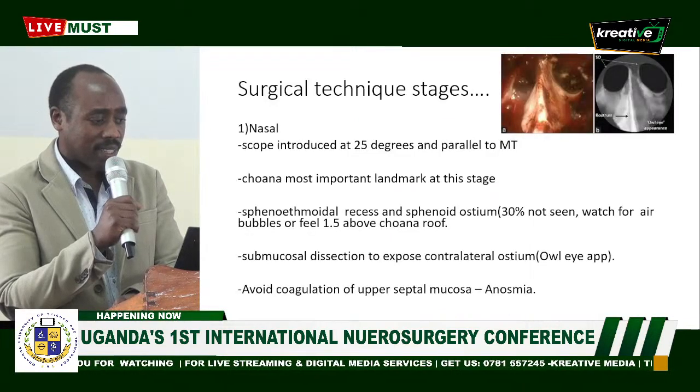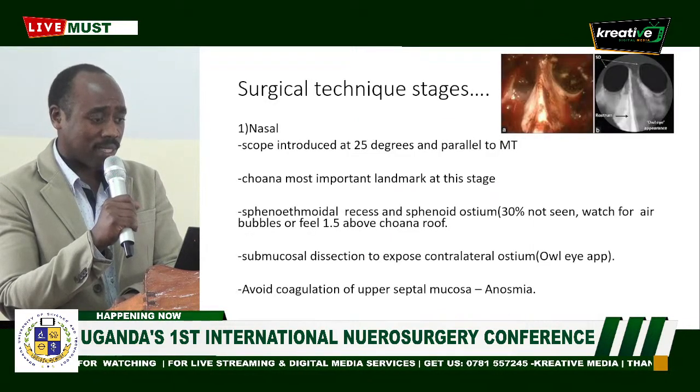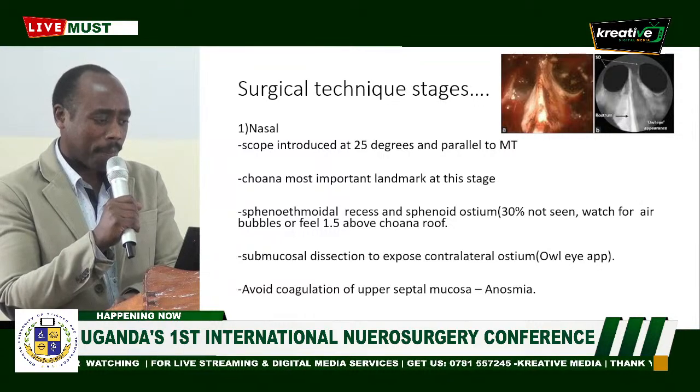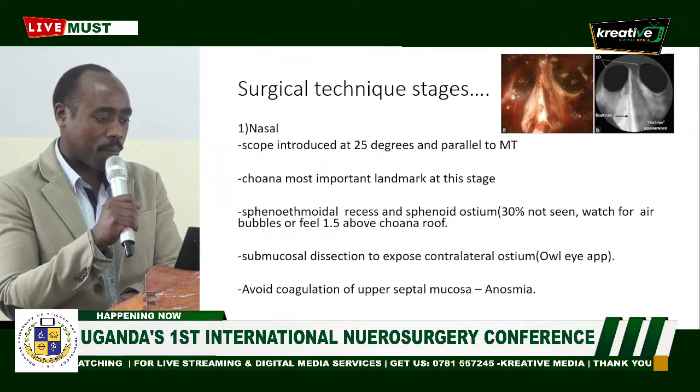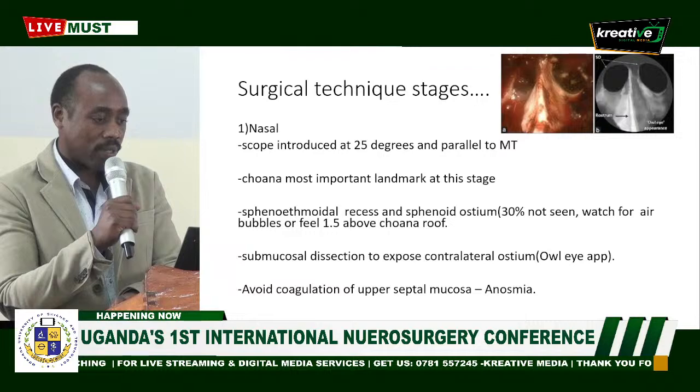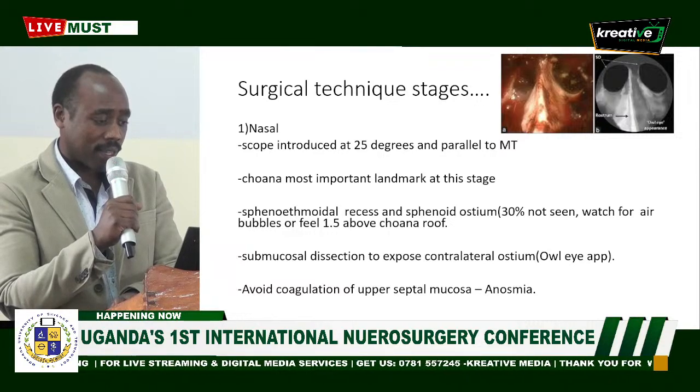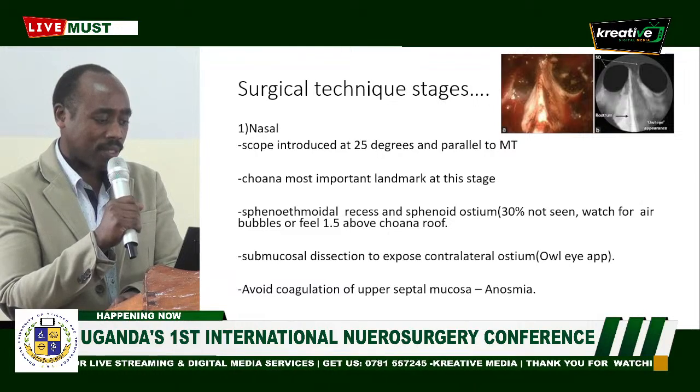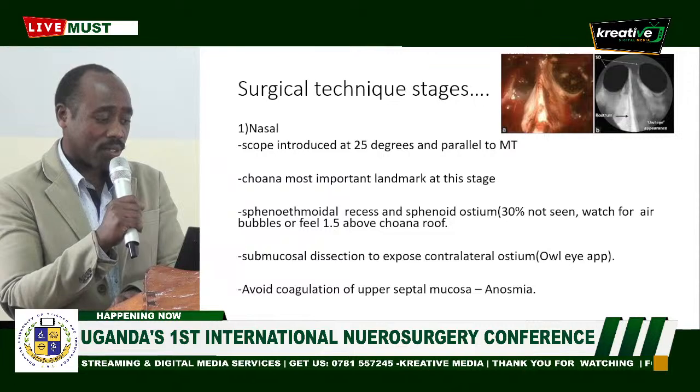The surgical technique is usually divided into different stages. The nasal stage: after you've opened, you have this characteristic appearance. Once you see that, down there is the keel of the vomer that you always need to take out. You have to always avoid coagulation of the septal mucosa to avoid anosmia.